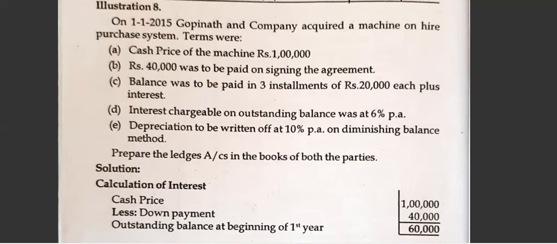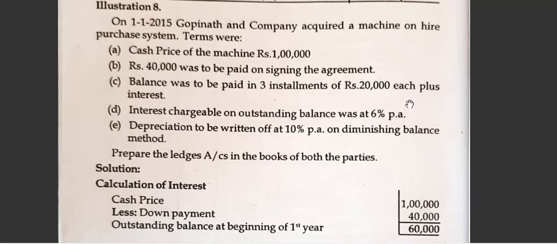Okay, first we will read the problem, find out what information is given, and accordingly we will calculate the interest, then we will go for the ledger accounts. So on 1/1/2015, Gopinath and company acquires a machine on hire purchase system, where the cash price of the machine is 1,40,000, paid on signing the agreement. This is the down payment. The balance was to be paid in 3 installments of rupees 20,000 each plus interest.